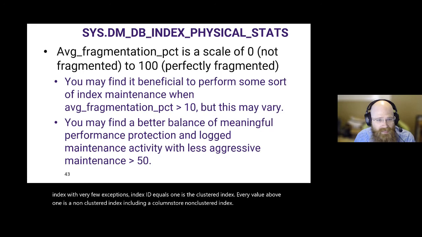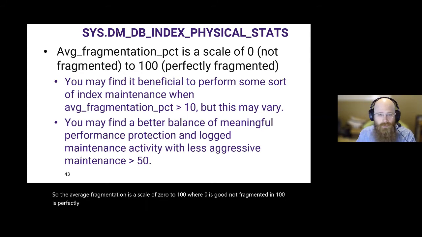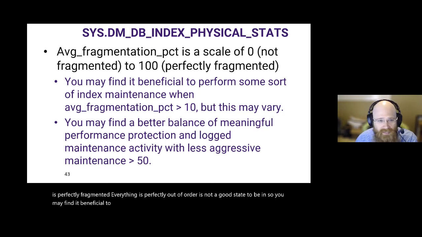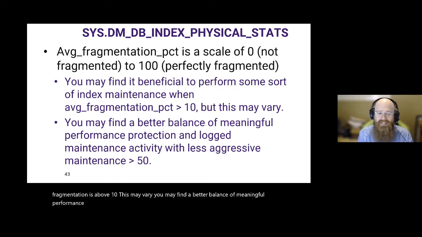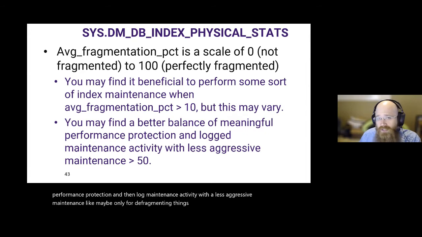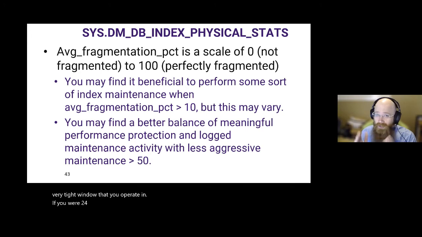So the average fragmentation is a scale of 0 to 100, where 0 is good, not fragmented, and 100 is perfectly fragmented. Everything is perfectly out of order. It's not a good state to be in. So you may find it beneficial to perform some sort of index maintenance when average fragmentation is above 10%. This may vary. You may find a better balance of meaningful performance protection and log maintenance activity with less aggressive maintenance, like maybe only defragmenting things above 50%, especially if you have a very tight window that you operate in, like if you're a 24/7 shop and you have very few opportunities to do meaningful index maintenance.